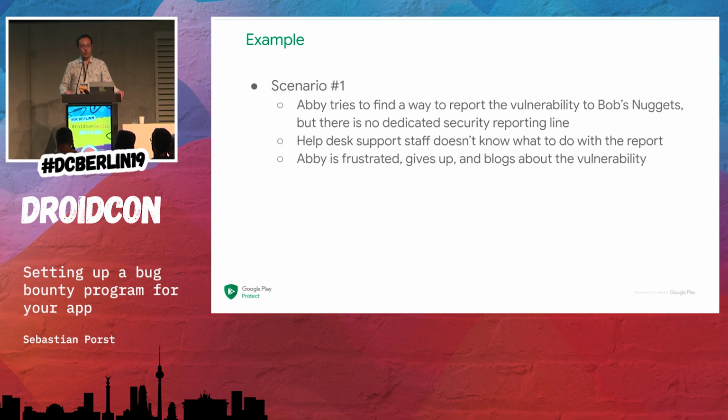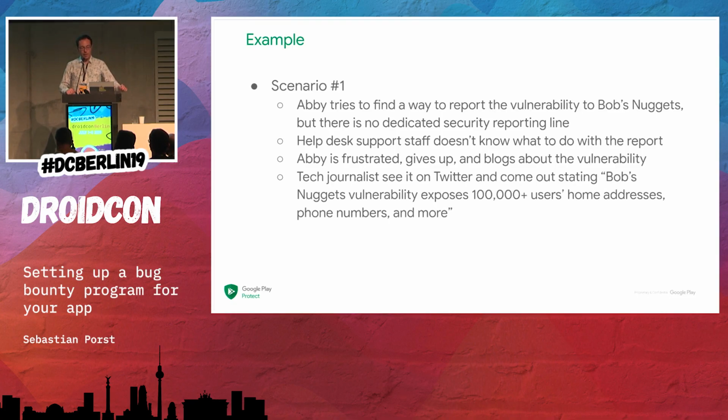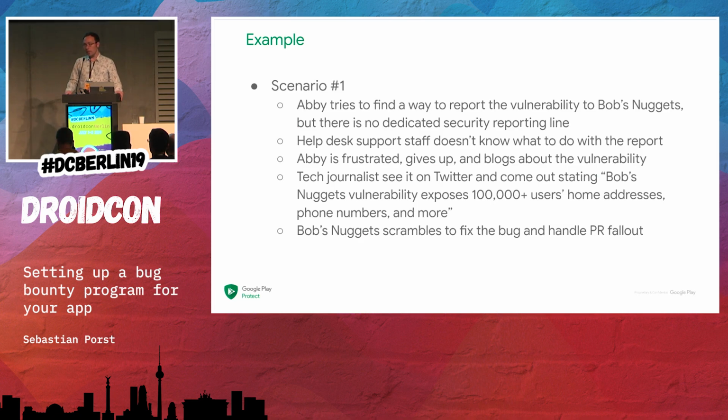So Abby is frustrated, so she writes a blog post about that and exposes your application and the private data around it to the whole world. And you don't really want to be in that situation, because now suddenly a random tech journalist on Twitter who follows Abby maybe sees that, writes an article about it, and now you're on Wired or BuzzFeed or whatever, and it says, Bob's Nuggets helps every criminal find gold stashes in people's homes. And that's the point that you really want to avoid, right?